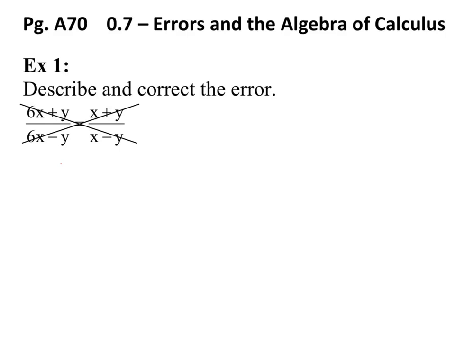Alright, 0.7, the last lesson of the chapter. For example 1, we have to describe and correct the error. Okay, what happened here? Well, they canceled out the 6's. Alright, but you can't do that.